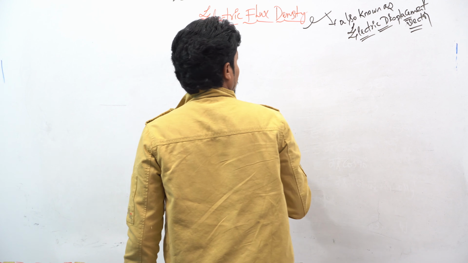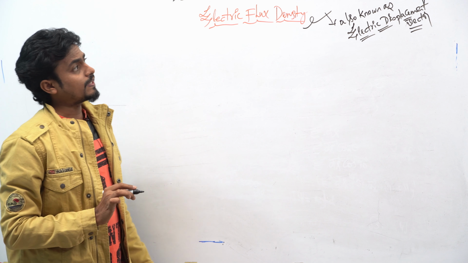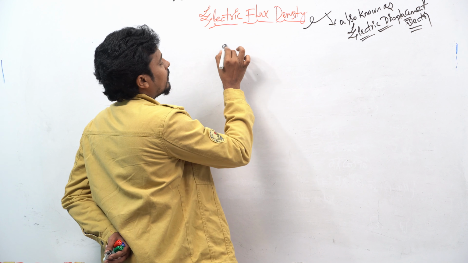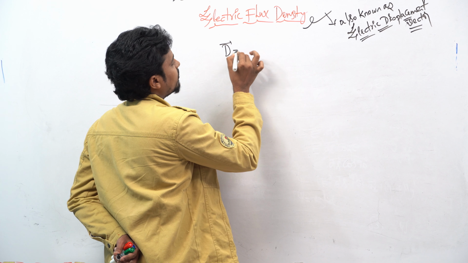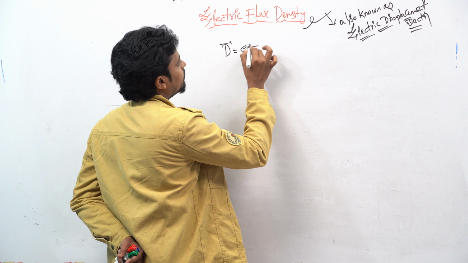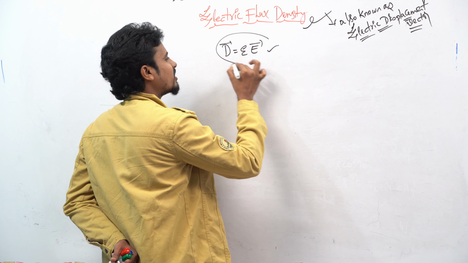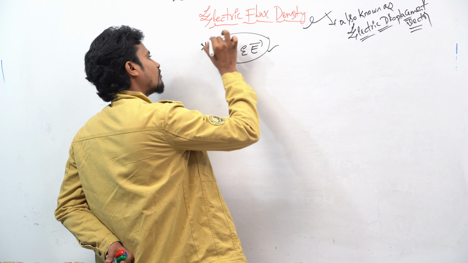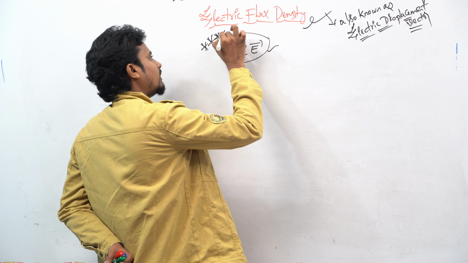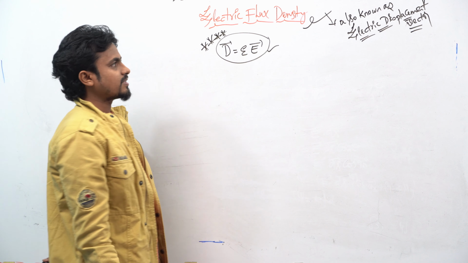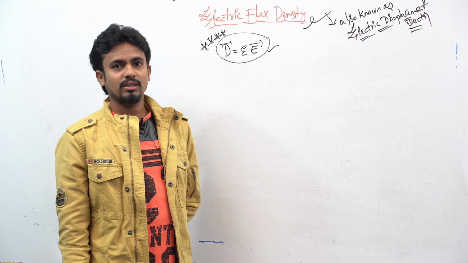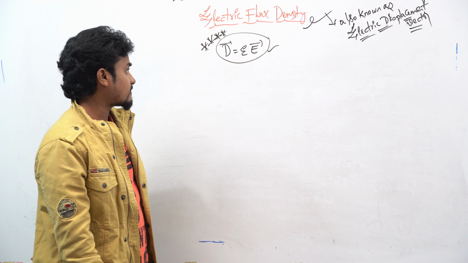The formula for this electric flux density is D bar equal to epsilon times E bar. This formula is very important. It will be asked in multiple choice questions. This formula is of that much importance.